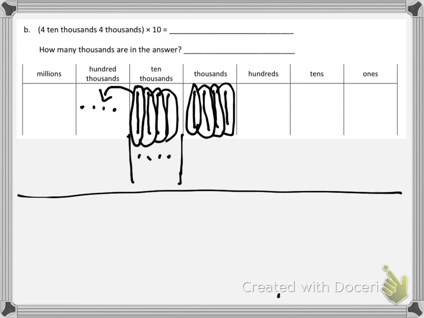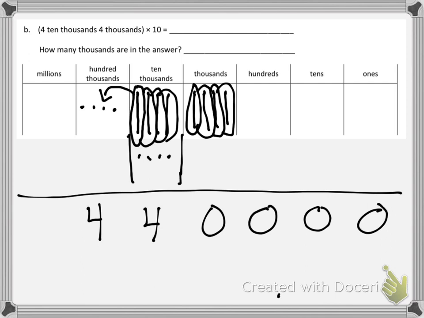So in our 100,000 spot, we've got a 4. In our 10,000 spot, we have a 4. But we have nothing else. We have no thousands, and we don't have any hundreds or tens or ones. So we can go up here and write it in: 4, 4, and 4 zeros. Now let's appropriately place the comma. 1, 2, 3, comma. This is equal to 440,000.